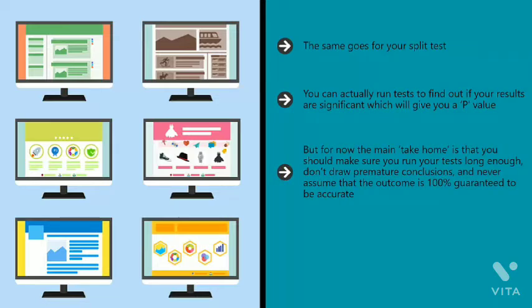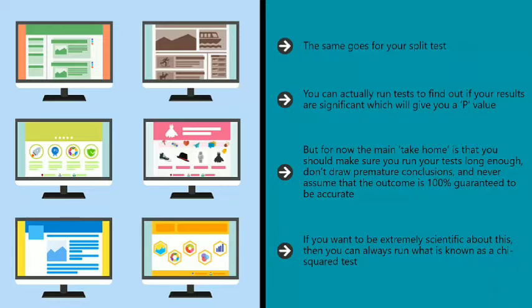But for now, the main take-home is that you should make sure you run your test long enough, don't draw premature conclusions, and never assume that the outcome is 100% guaranteed to be accurate. If you want to be extremely scientific about this, then you can always run what is known as a chi-squared test. This is a test of significance, which is a calculation that takes numbers, crunches them, and provides a p-value.